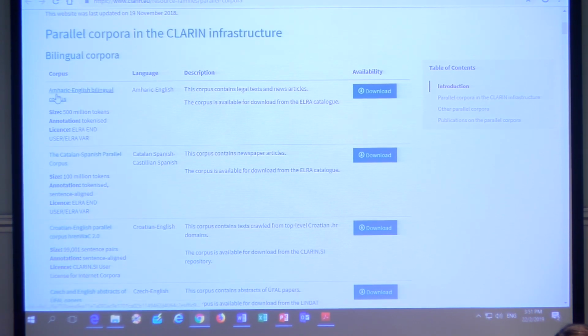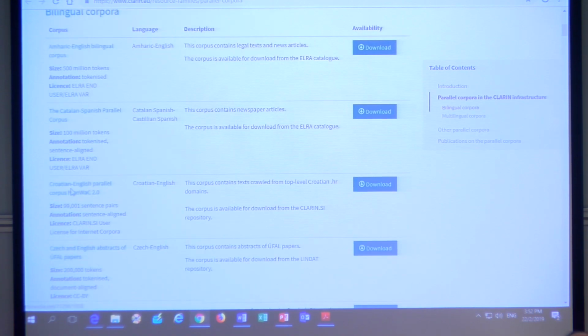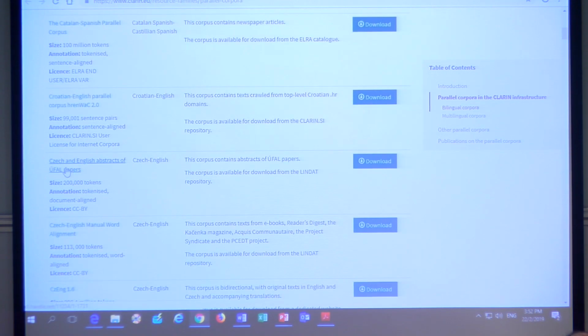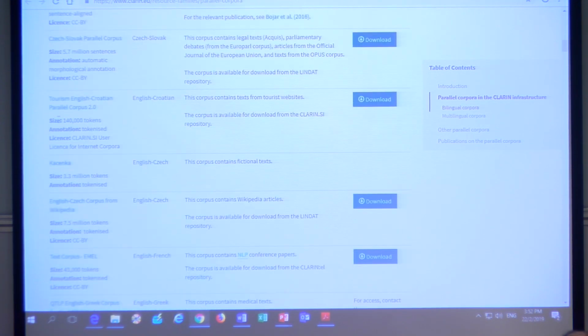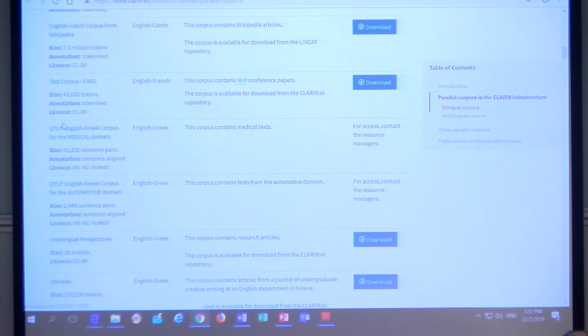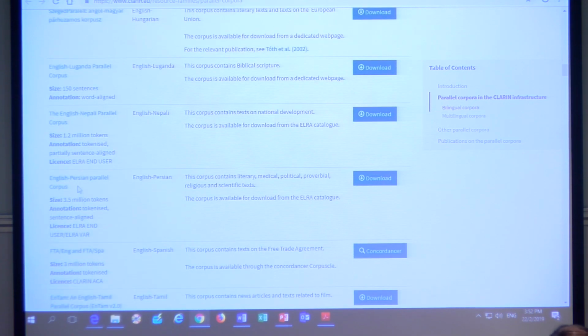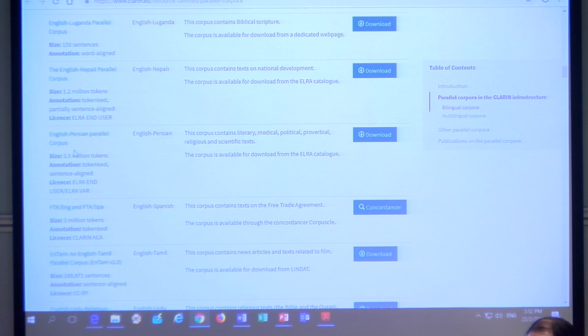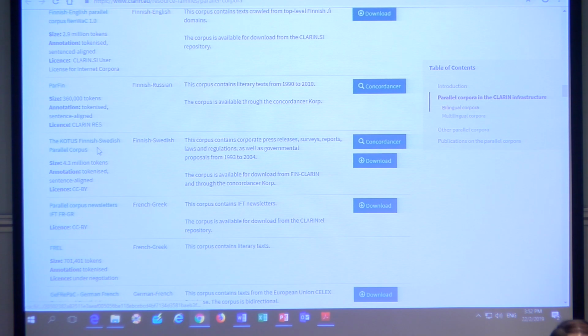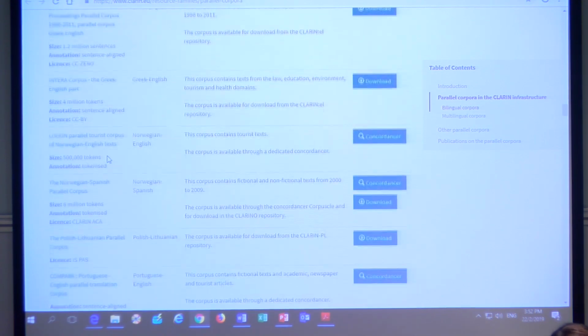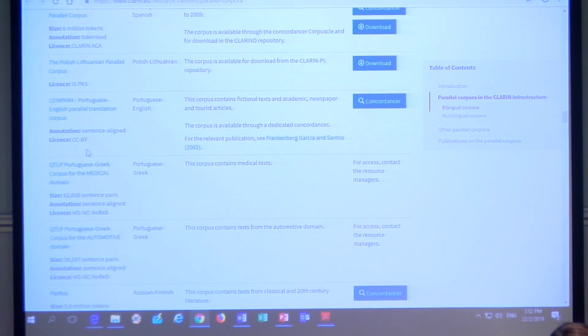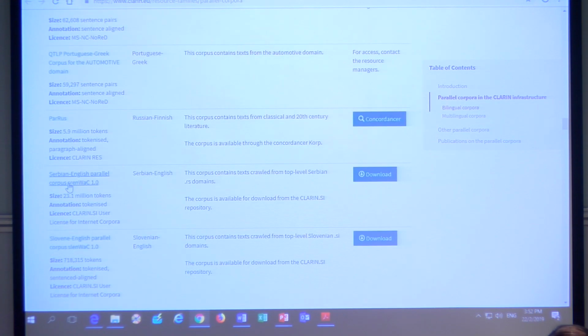So we have Amharic English bilingual corpus, Croatian English parallel corpus, Czech English, English Czech, many, Hindi English corpus, English Napoli. So no matter which country you're from, you can find your own parallel corpus here. So this is like an international hub for parallel corpus. Lots and lots of wonderful online resources, Portuguese, English, etc.